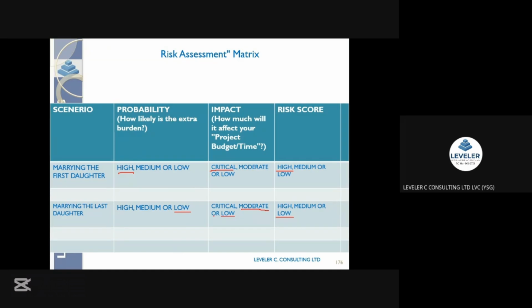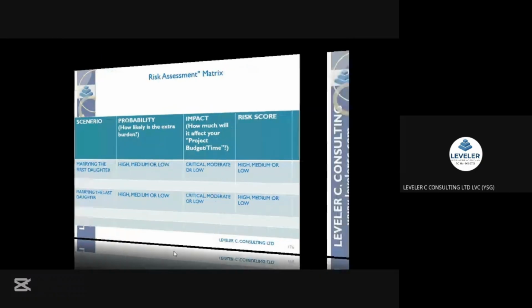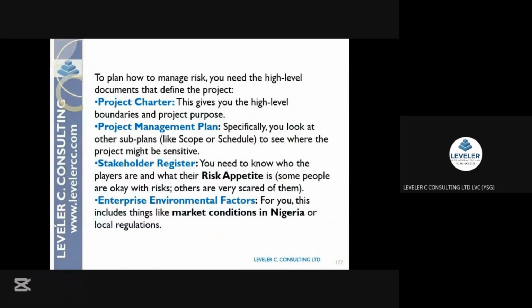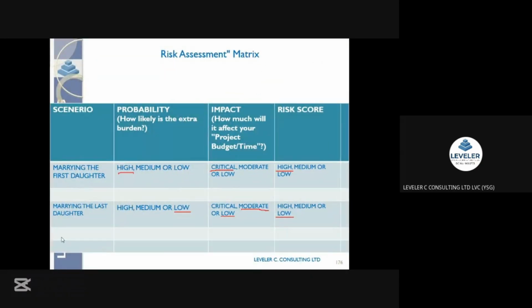So we have been able to make a risk assessment matrix table. We have been able to look at it. So in your project, please always look out for where there is a risk. Always look out for where there is risk. Let me clean that.